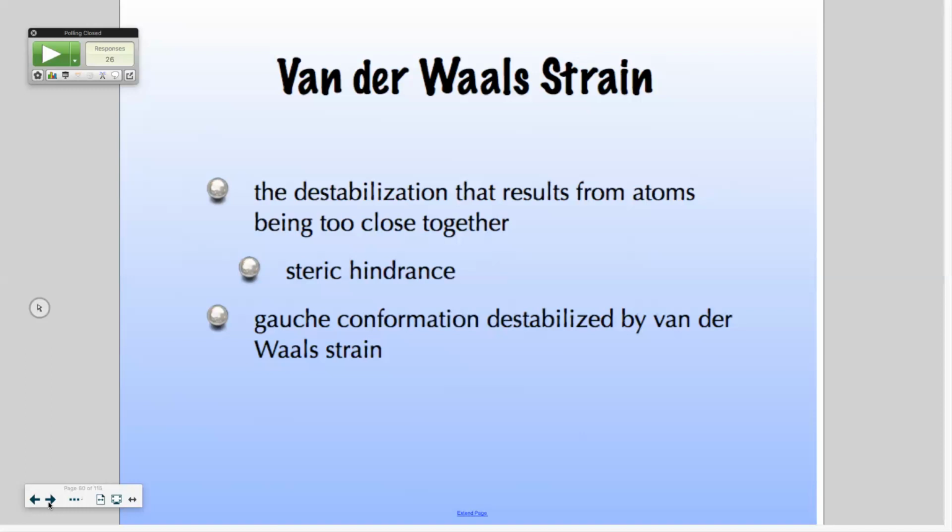Okay, what about anti versus gauche? Here's the anti. So what do you think about that one? There's the gauche one. It's still going to be destabilized, but the anti is way more stable because we're keeping these big, bulky T-butyl groups as far apart from each other as we can get them.